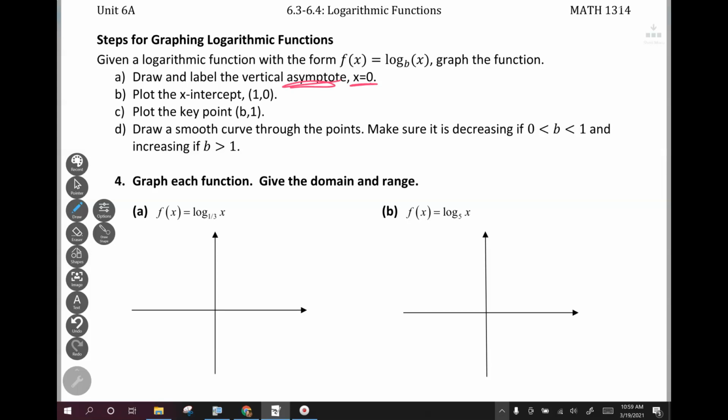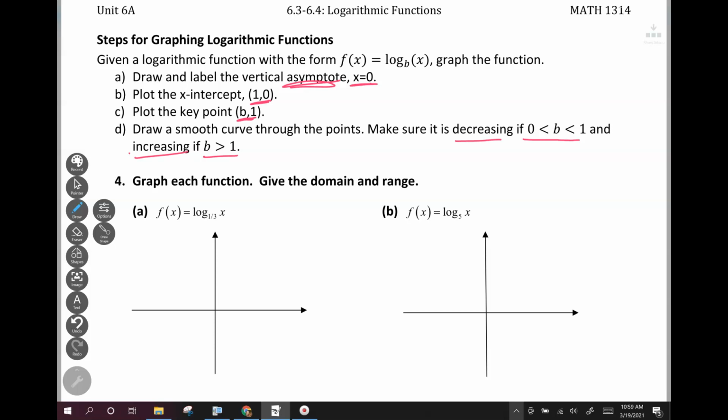Then you can plot your x-intercept, which is always going to be at (1, 0), and that key point at (b, 1). And then once you have those 2 points, you can draw your curve through those points. If you follow those steps, everything should work out to where your function is decreasing if b is between 0 and 1, and increasing if b is greater than 1. But that's just something you can check to make sure you actually drew the curve correctly.